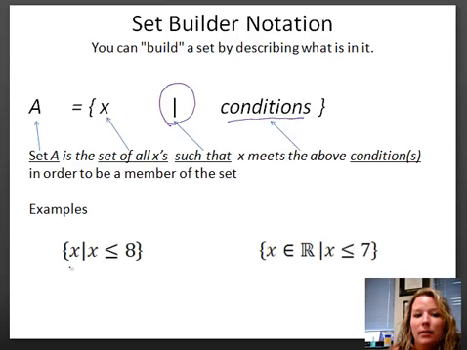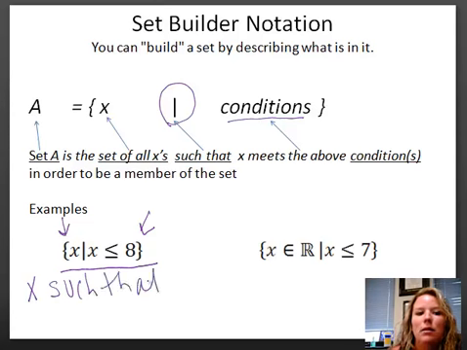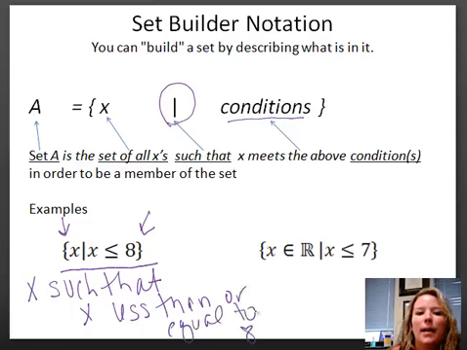So let's read this one down here. We know it's a set because it has the brackets that are squiggly. I think they're called braces. And we also have this bar in between. So we would read this, or if we wanted to write it in words, it would be X such that X is less than, because that's the less than sign, or equal to 8. Okay? The only difference between this one and this one is that this has this sign.